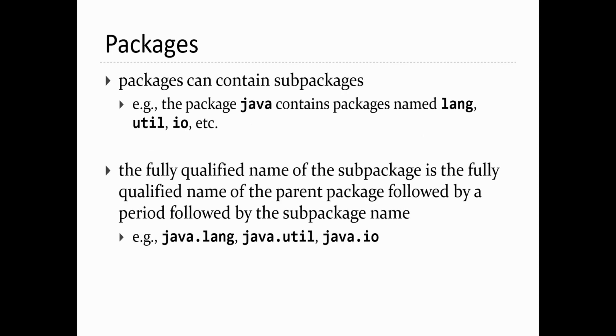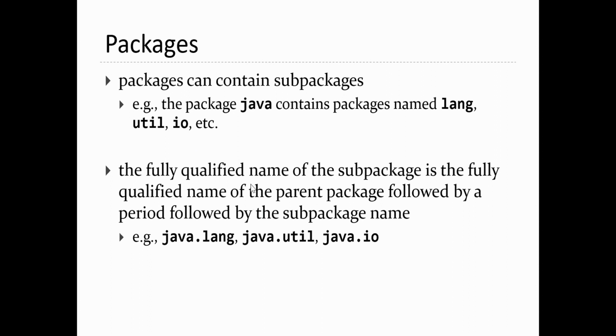Now, a package is allowed to contain other packages. On your computer, you can have a folder, and that folder can have other folders. That's exactly the same thing with packages. So your package can contain sub-packages. The java package contains a package called lang. That's where all of the very fundamental Java classes go. It has a package called util. That's where all of the useful Java classes go. And then it has a package called io. That deals with input and output.